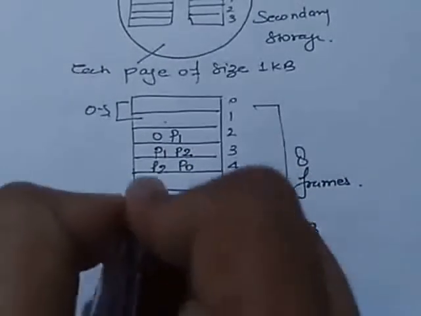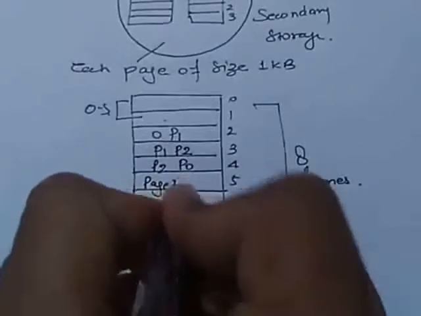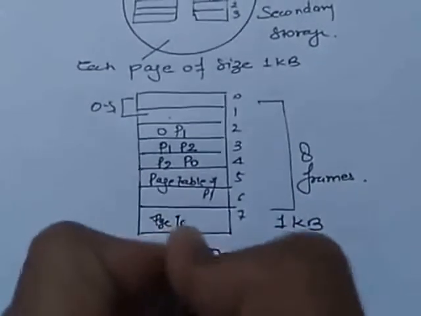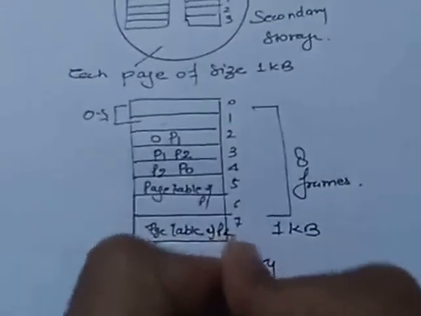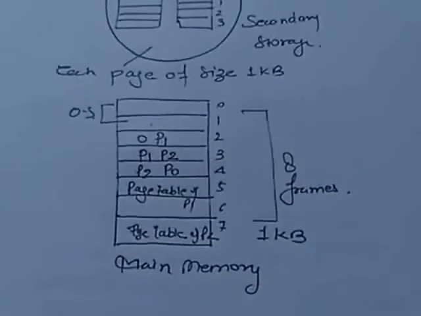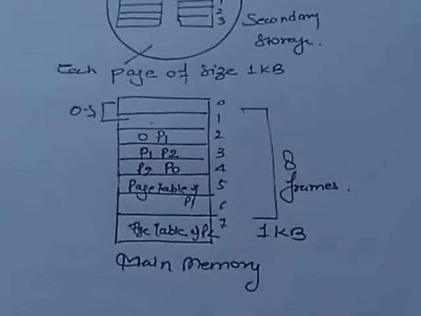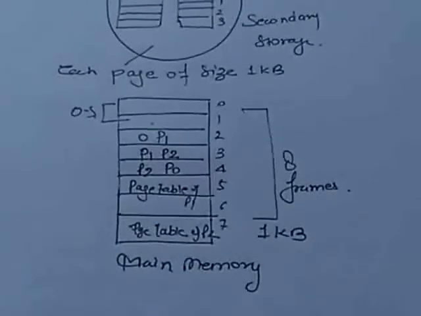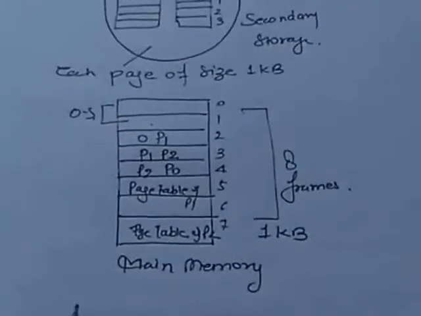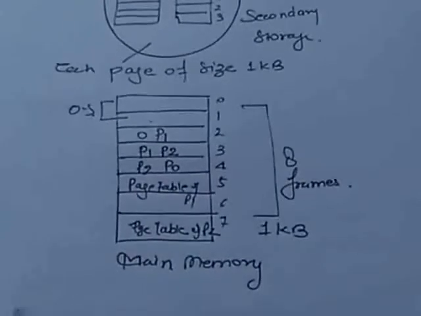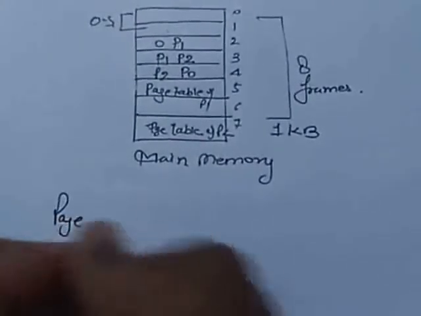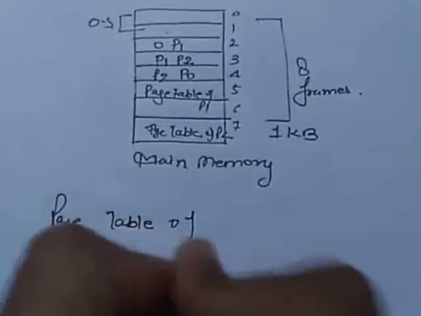Here we have the page table of P1. Here we have the page table of P2. Now let us discuss the page table. We have to create the page table of processes P1 and P2, for example the page table of P1.